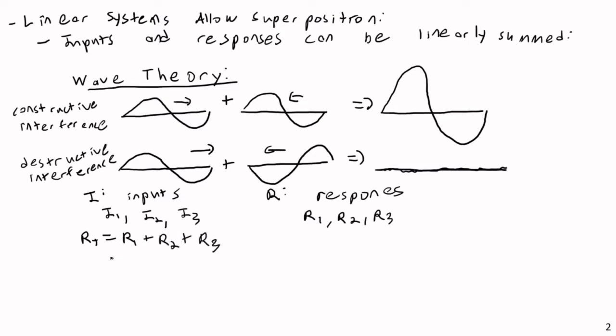But you can also say that, because these are linear, there is some constant of proportionality, k, relating them. So R1 would be equal to k times I1, plus k times I2, plus k times I3. Or I could also just say that R total is equal to k times I total.